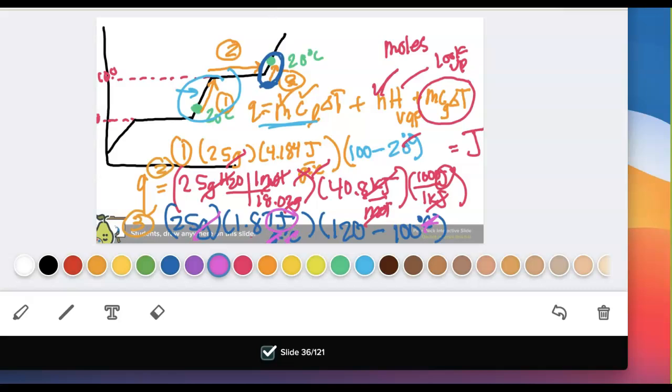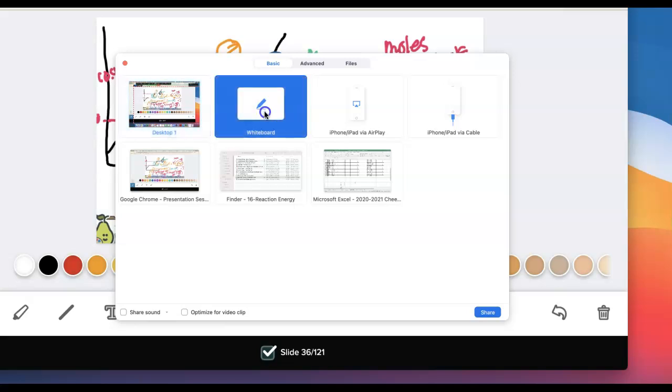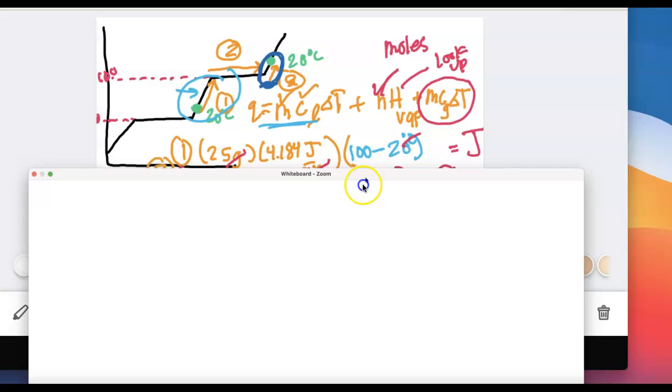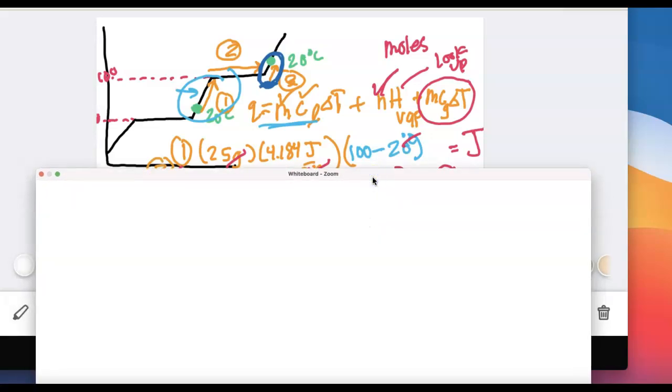I'm going to do equation number 1 and write it out. So 25 times 4.184 times 100 minus 20 is 80. So for equation number 1, I got 8,368 joules.